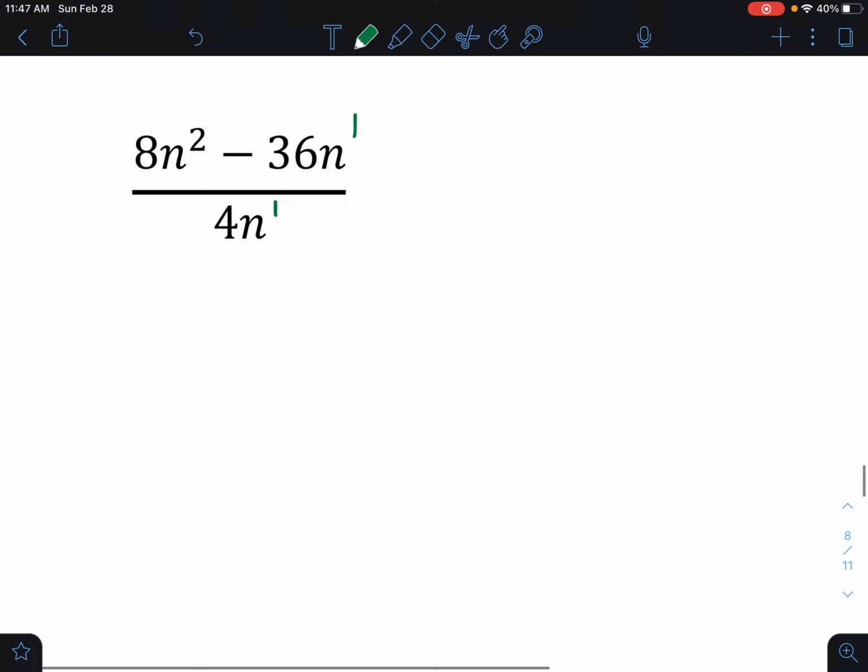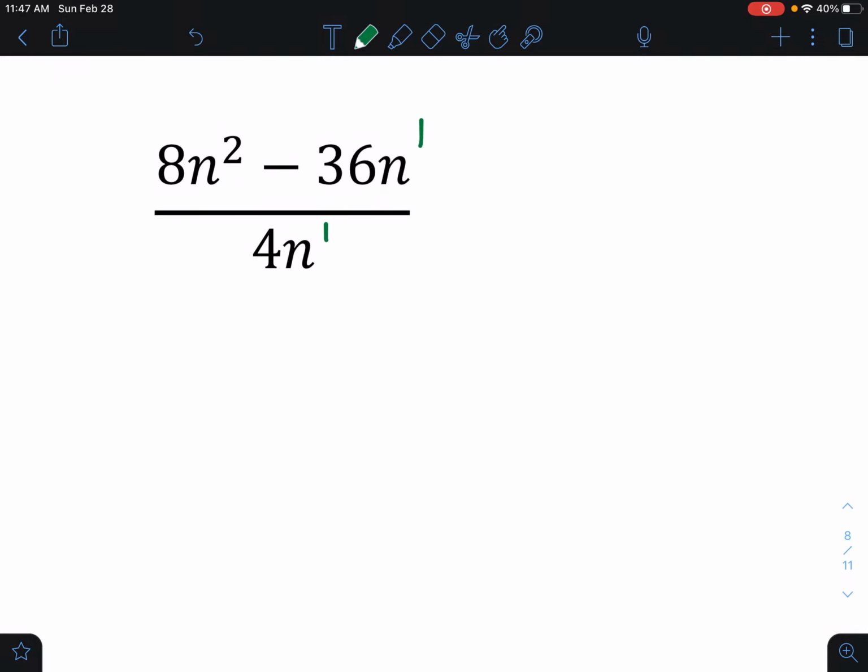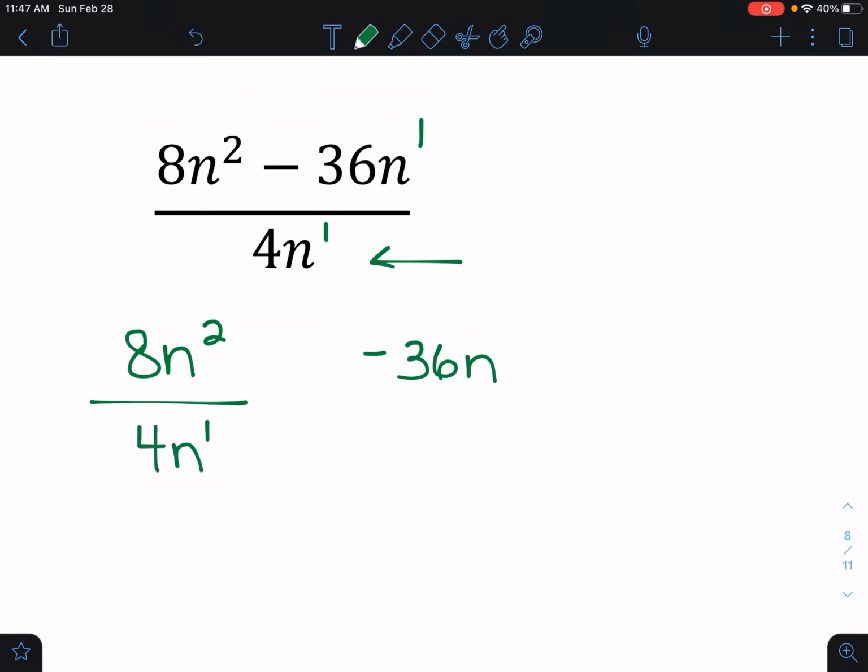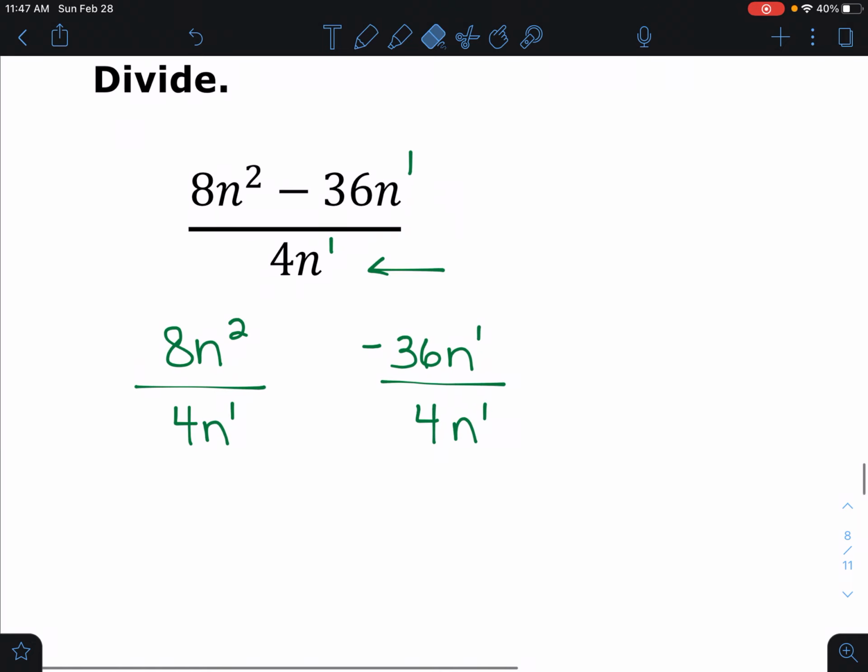Okay, so now every term in the numerator, 8n squared, and I'm going to write over here 36n. Notice it's negative 36n though, because always what's in front of it has to be with it. Okay, so that is going to get divided by the denominator, 4n, and if you want to put the 1 there, go for it. So here's a 1 if you'd like that, divided by 4n to the first power. That's up to you, whatever you want to do there.